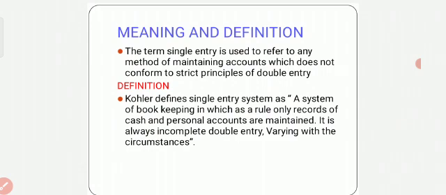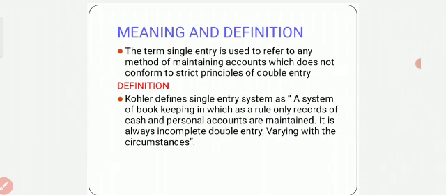Meaning and definitions of single entry. In pure single entry, only personal accounts are recorded. In simple single entry, personal accounts and cash account are maintained. In quasi single entry, personal accounts, cash account and some subsidiary books are maintained. In simple terms, single entry is used to refer to any method of maintaining accounts which does not conform to strict principles of double entry, that is, does not follow the strict principles of double entry.